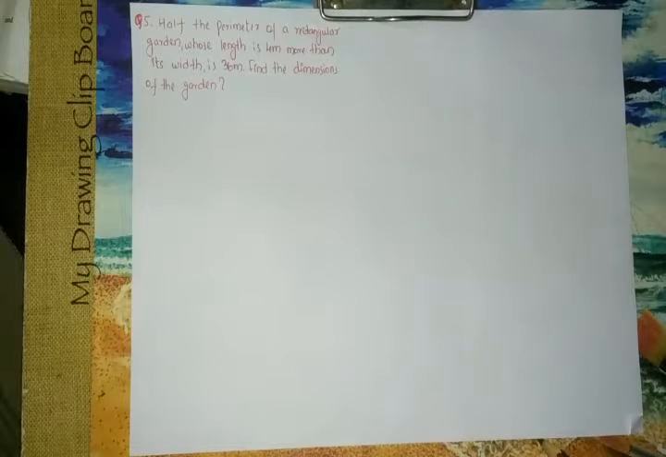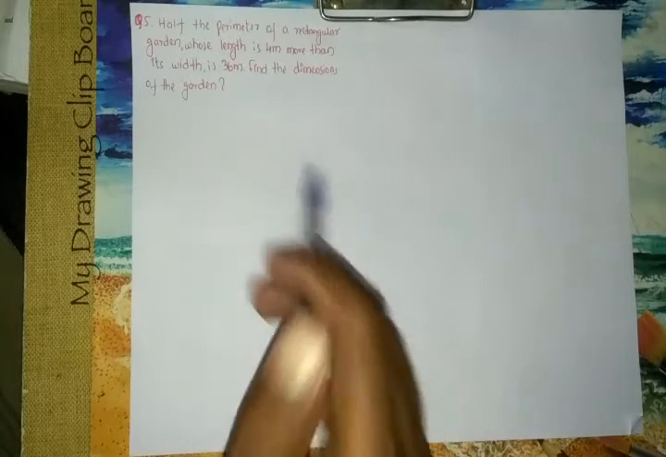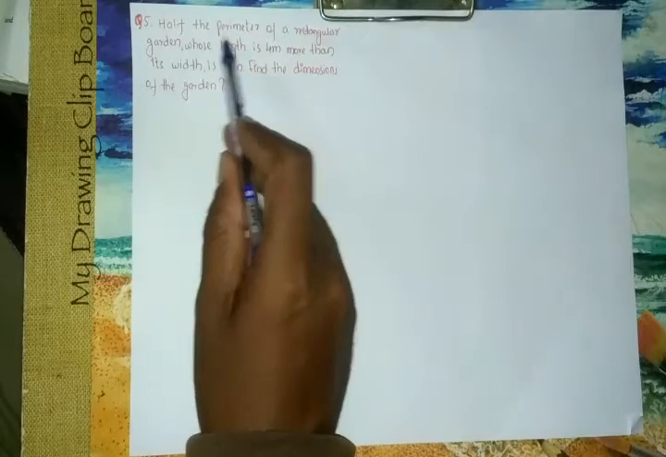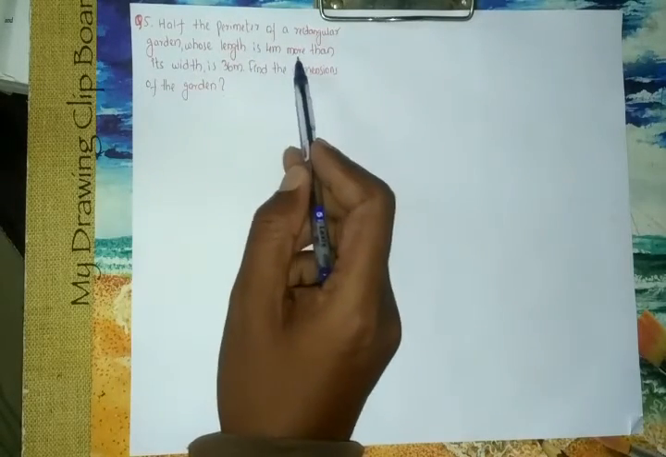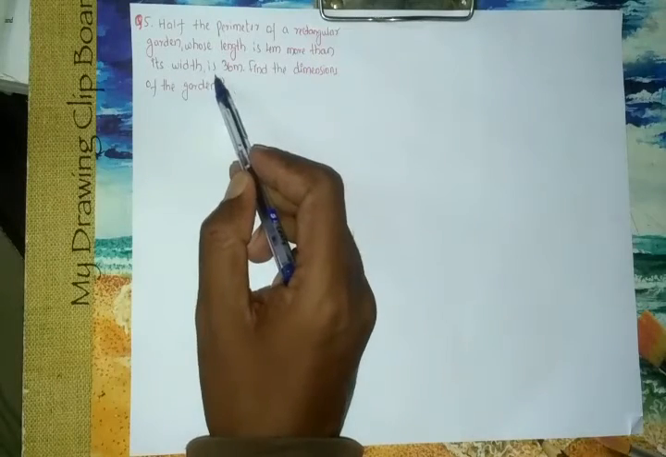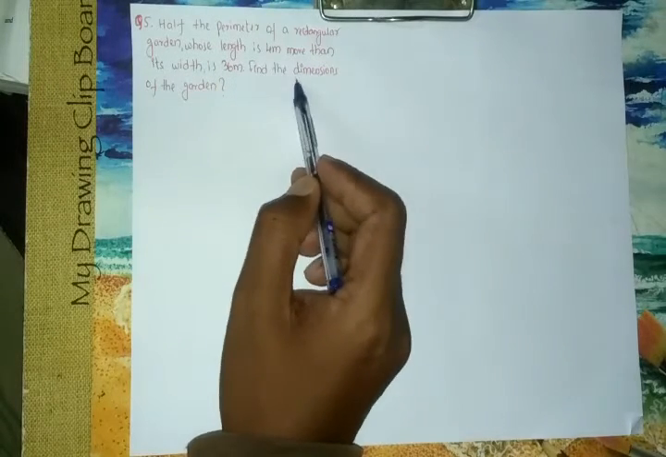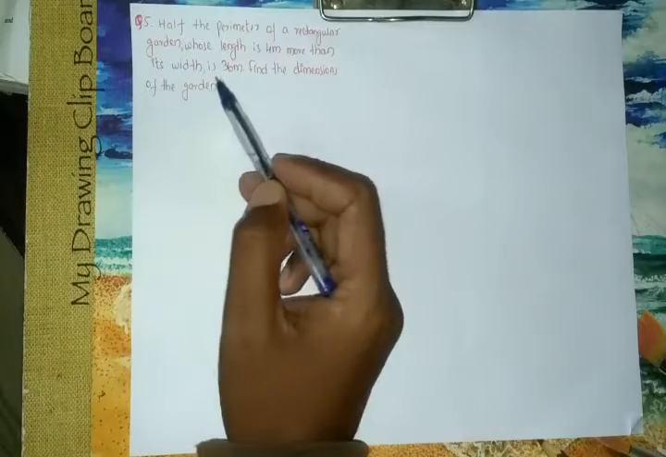In this video, let us solve question number 5 of exercise 3.2 from NCERT textbook. Question number 5 is: half the perimeter of a rectangular garden, whose length is 4 meter more than its width, is 36 meter. Find the dimensions of the garden.